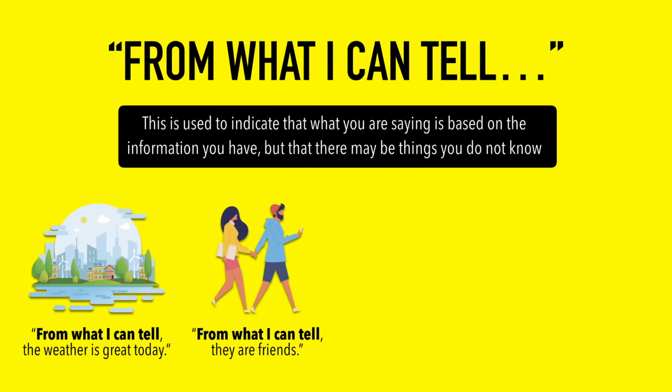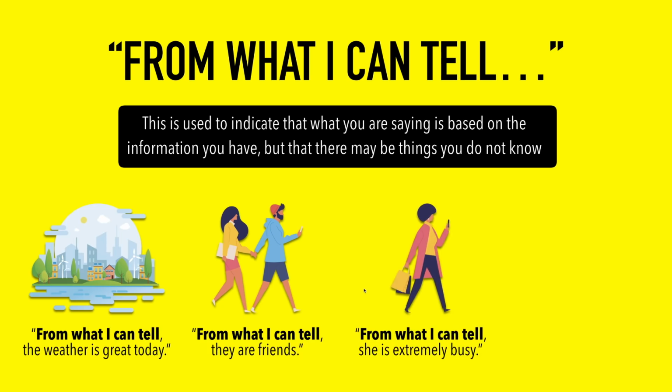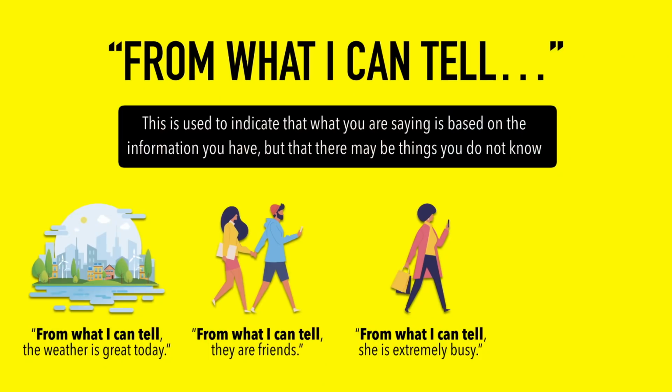From what I can tell, they are friends. Next, from what I can tell, she is extremely busy. Look at her. She's walking. She has her phone, and she's walking while she's looking at her phone. So from what I can tell, wow, she's extremely busy. Okay? And the final example.